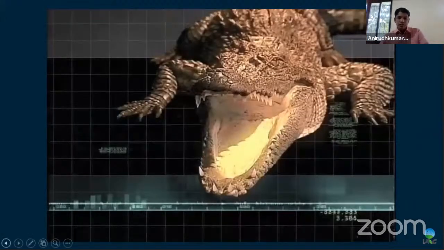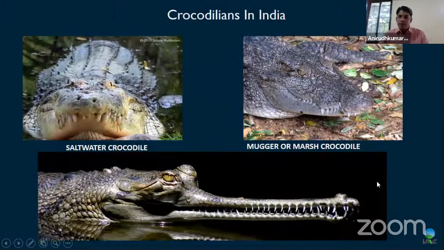Okay, so you saw the different crocodiles, small and big, and they had different kinds of snouts. In India, we basically have 3 crocodiles. The saltwater crocodile, sometimes referred to as the estuarine crocodile, because it is not actually a saltwater crocodile, but is found in brackish water, estuarine water, and can also survive in fresh water.